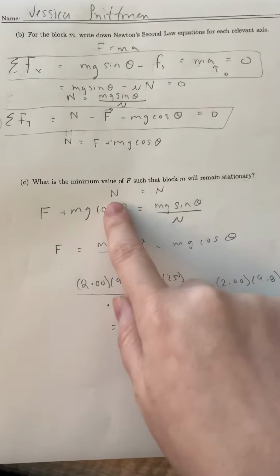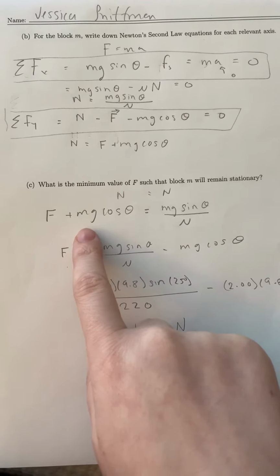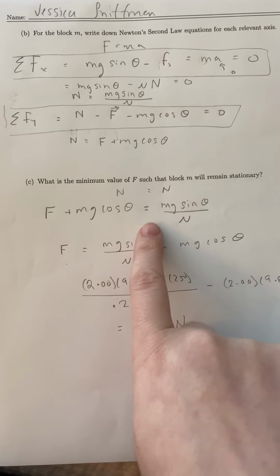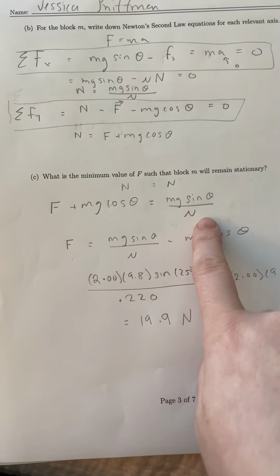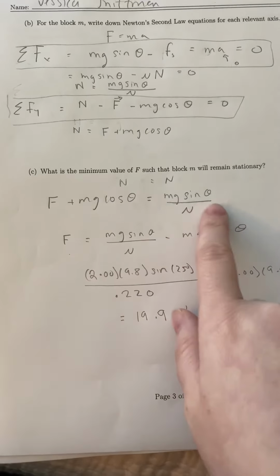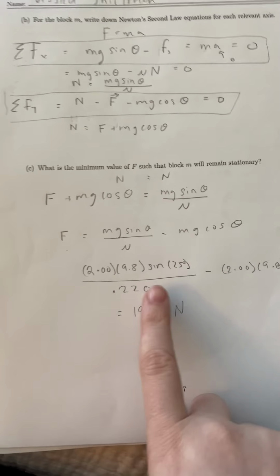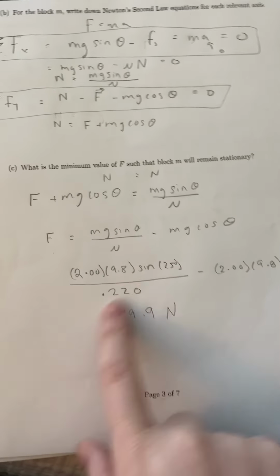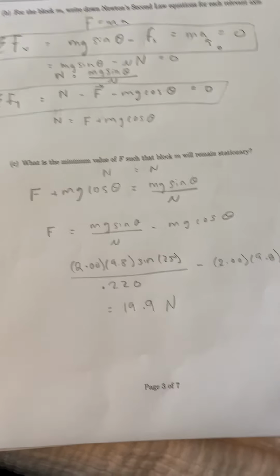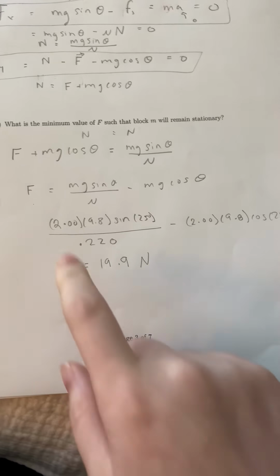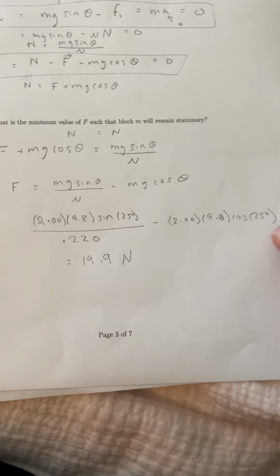And then you can just set both of the N's that you solved for equal to each other. So you'd have force plus mg cosine of theta is equal to mg sine of theta over the coefficient of friction. And then you can solve for the force, and this is what you would get after you move all of the variables around. And then you can just plug in the information that you get from earlier on in the problem, because they give you all of this, and you can just plug it all in, and then you get 19.9 newtons.